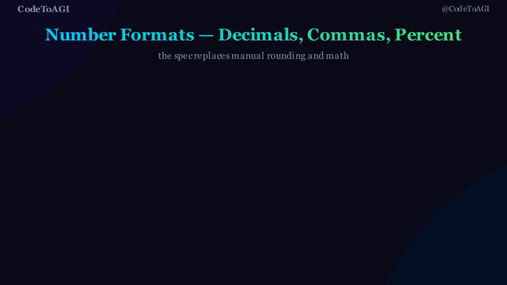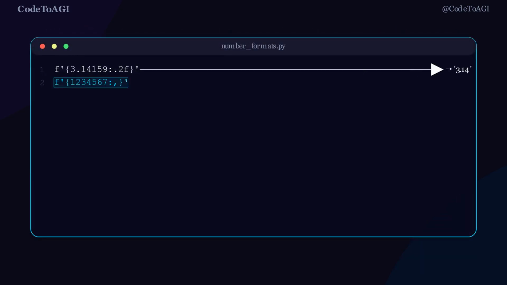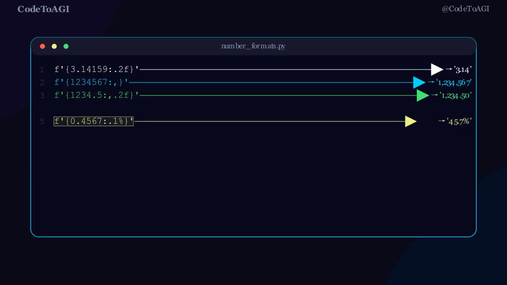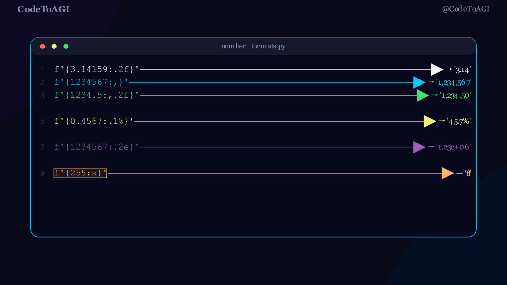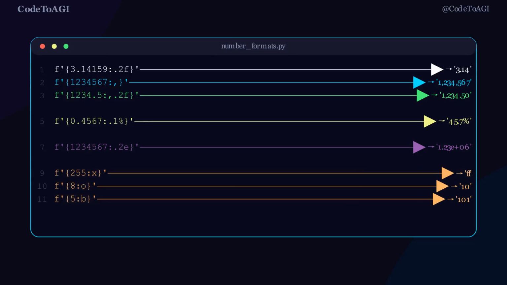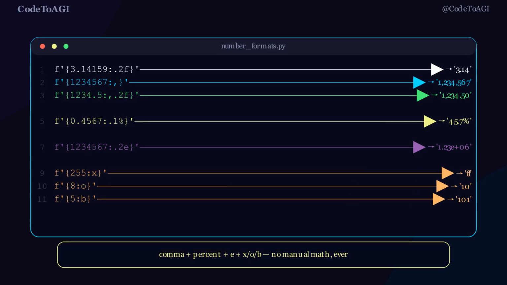The format spec really shines with numbers. .2f rounds to 2 decimal places. Comma adds thousands separators automatically. Comma .2f together gives currency-style numbers. Percent sign multiplies by 100 and adds a percent sign. .1%, a clean 1 decimal percentage display. E gives scientific notation for huge or tiny numbers. X, O, B give hex, octal, and binary instantly. No manual math. The spec does it all.